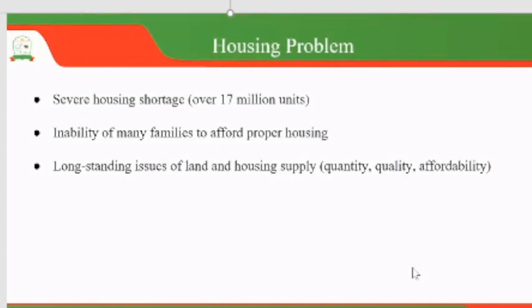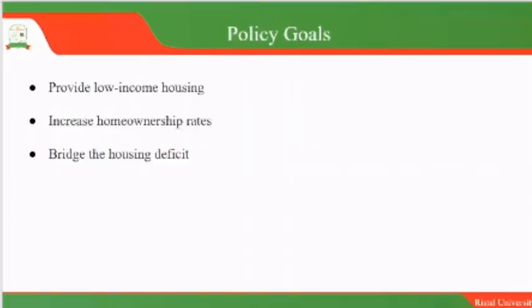So that is how you should be able to look at it in terms of demography. Then another housing problem here is the inability of many families to afford proper housing. We're looking at long-standing issues of land and housing supply. So many families cannot afford proper housing, but also the quantity of land and the number of houses available to be bought is limited for the population.